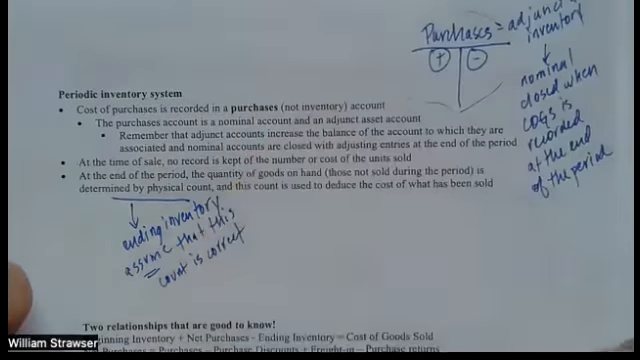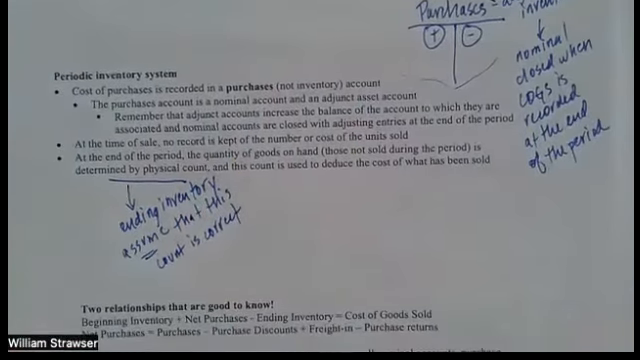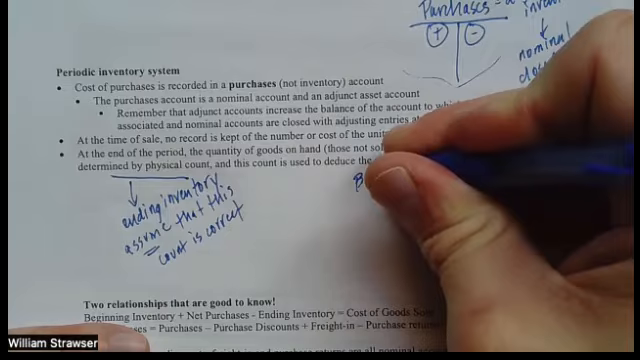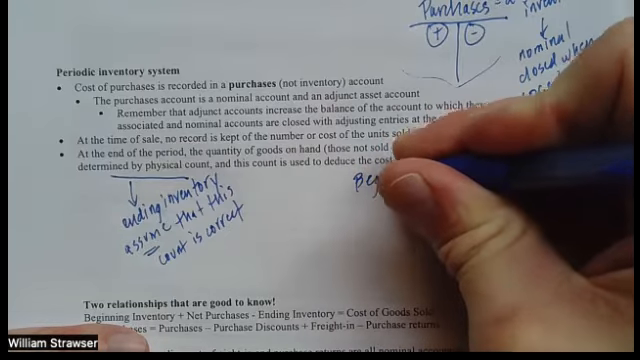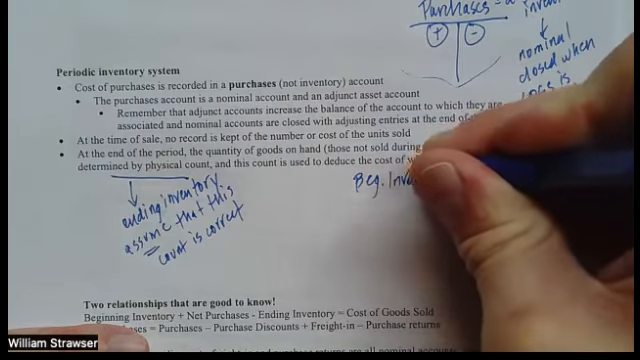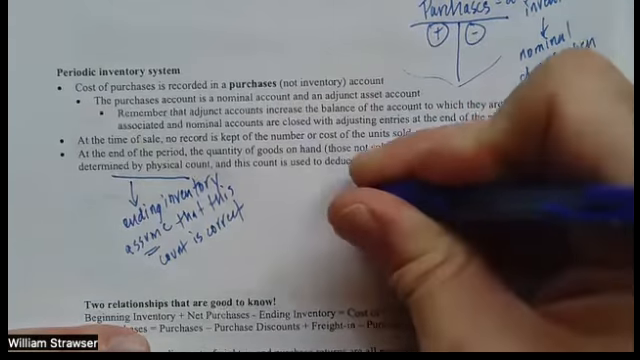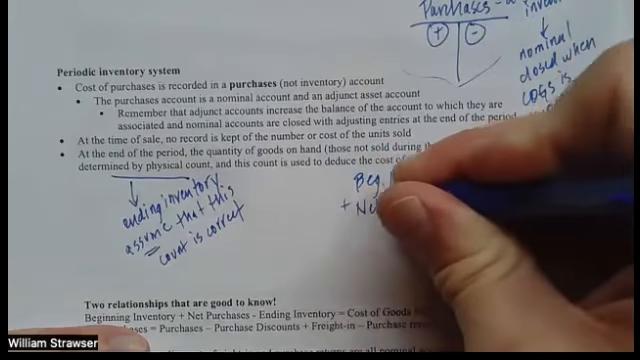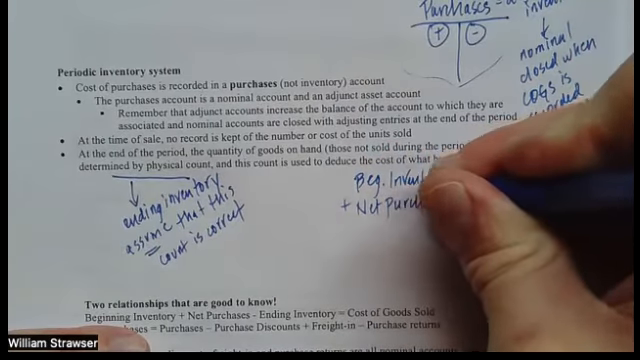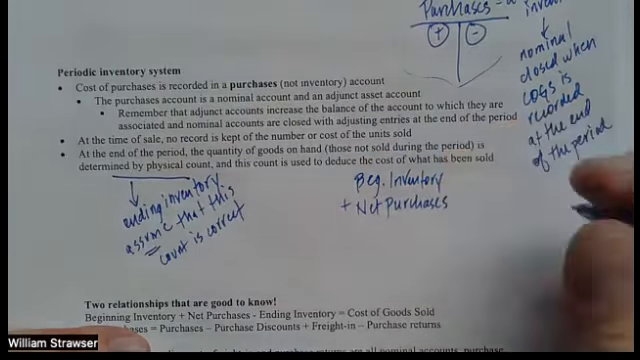So why that has to be a big assumption is that when you're doing a periodic system, the only way you can deduce cost of goods sold is by using what we call the inventory equation, which simply states that beginning inventory plus my net purchases for the period. We'll talk about what net purchases are here over to the side in a moment.